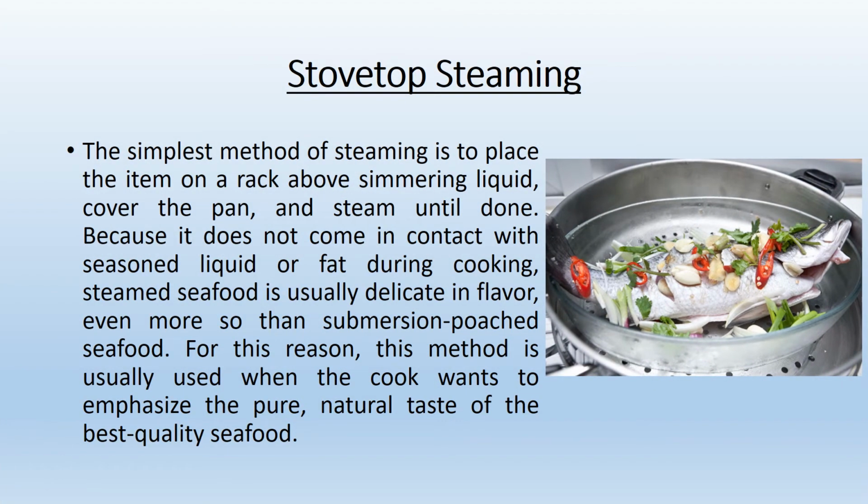The stove oven steaming. The simplest method of steaming is to place the item on a rack above simmering liquid. When I talk about the item, I refer to the fish, right? You can see it over here. Cover the pan and steam until done. Because it does not come in contact with the seasoned liquid or fat during cooking, steamed food is usually delicate in flavor, even more so than submerging poached seafood.